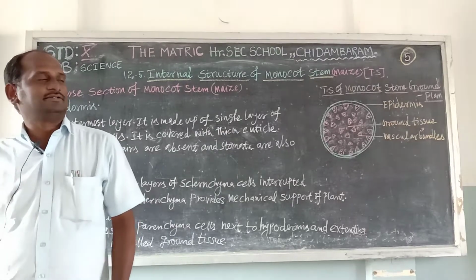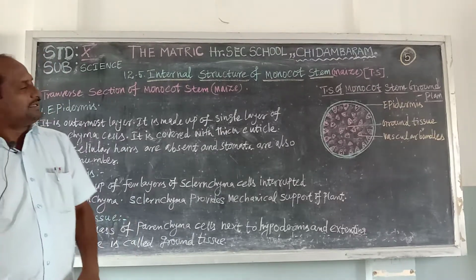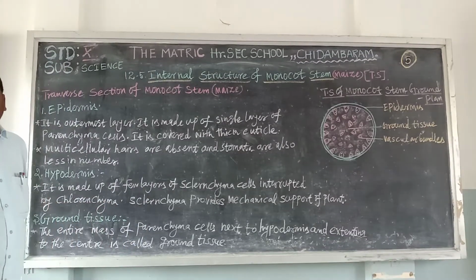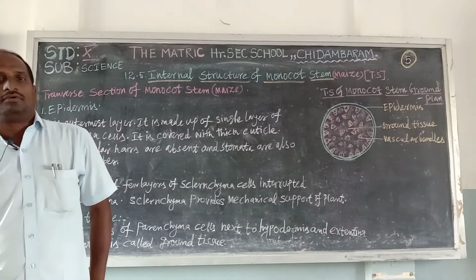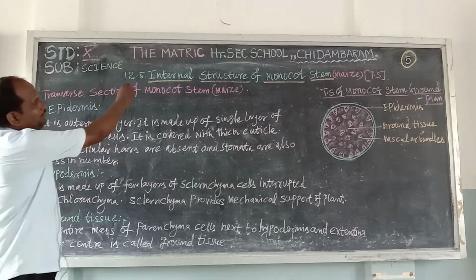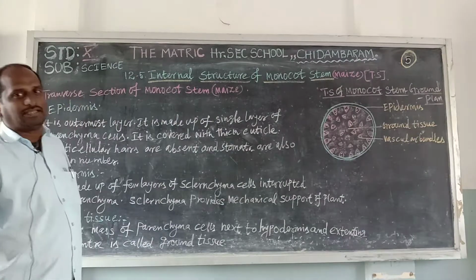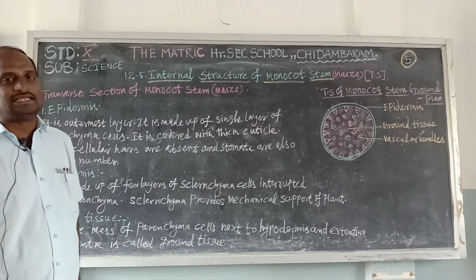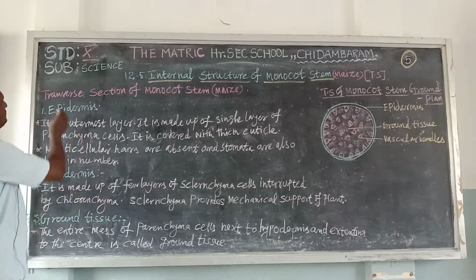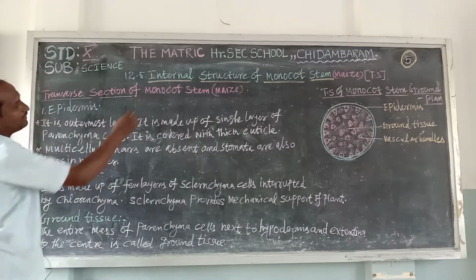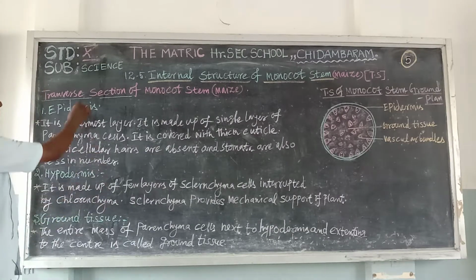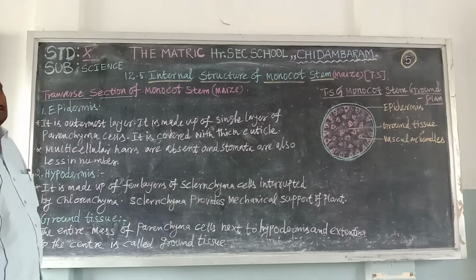Good morning, students. The last class completed the dicot stem. Next, we go to the monocot stem. The internal structure of the monocot stem, for example maize. Internal structure means TS. TS means transverse section. The transverse section of the monocot stem, for example maize, has the following characters and parts.